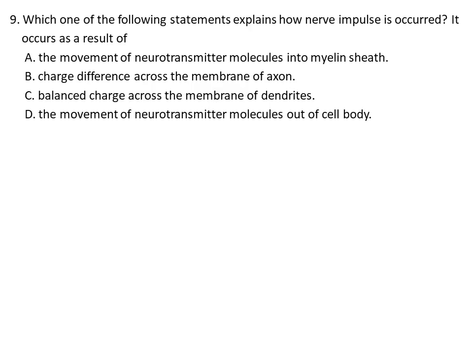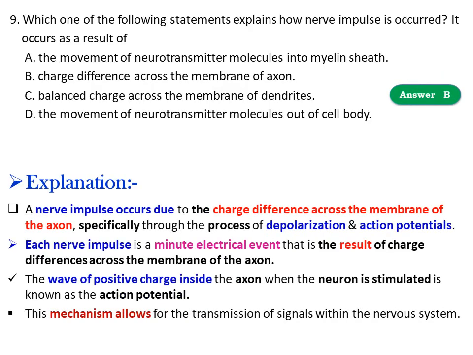Question number nine. Which one of the following statements explains how a nerve impulse occurs? It occurs as a result of, that should be B, the charge difference across the membrane of the axon. In the explanation, the nerve impulse occurs due to the charge difference across the membrane of the axon, specifically through the process of depolarization and action potential. This wave of positive charge inside the axon when a neuron is stimulated is known as an action potential. This mechanism allows for the transmission of signals within the nervous system.